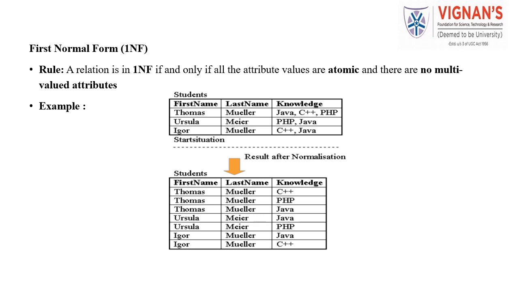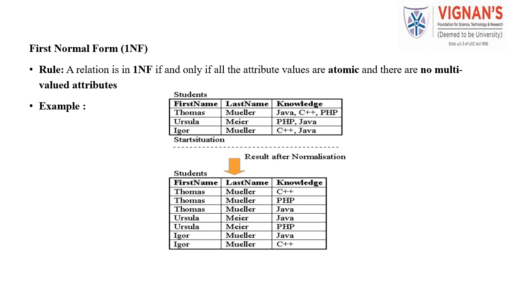There are no multivalued attributes. Atomic means that each field should contain only one value. The value should not be further divisible. For example, Java, C++, PHP is not atomic. Java alone is atomic. Let us look at the initial table shown in the example.